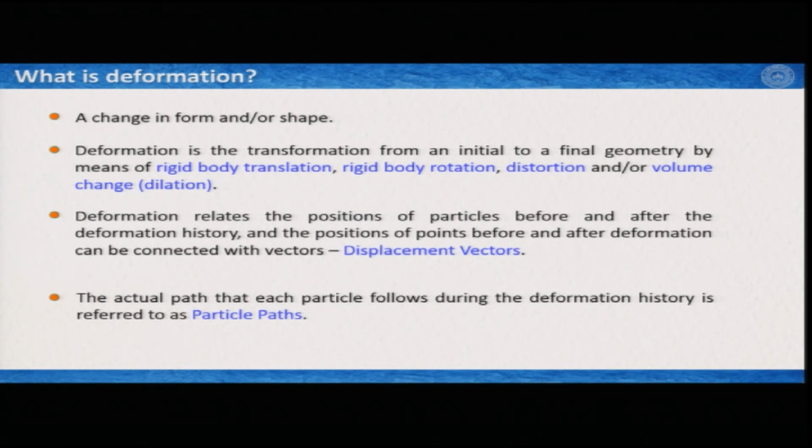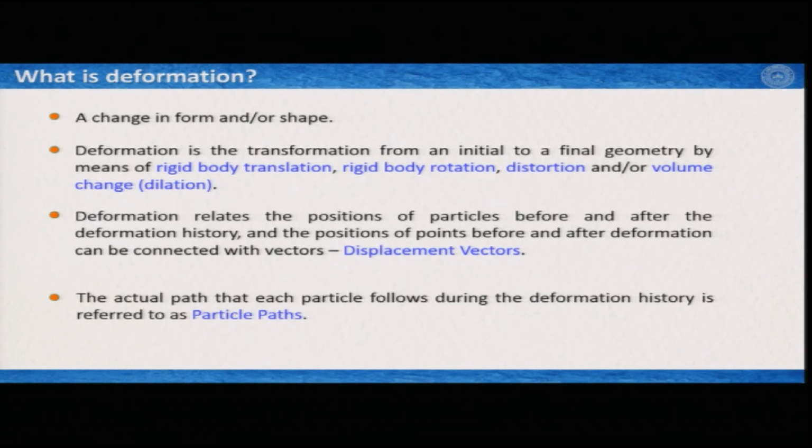So, form or shape change is essentially change of the geometry, and this can happen in various processes. One is rigid body translation, it can happen via rigid body rotation, it can happen via distortion, and it can happen also with volume change or dilation. Now, all these 4 individual processes can happen individually or they can club together. For example, you can have the combination of rigid body translation and rotation together, you can have rigid body rotation and distortion together, and so on.